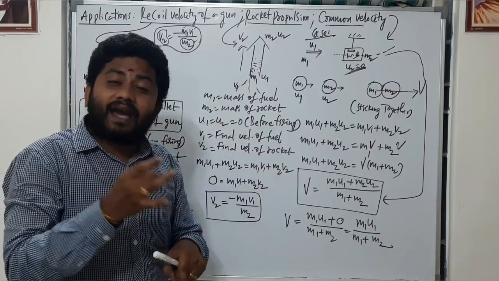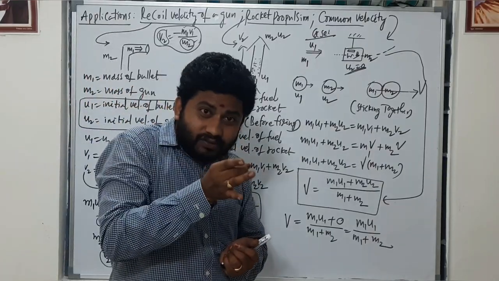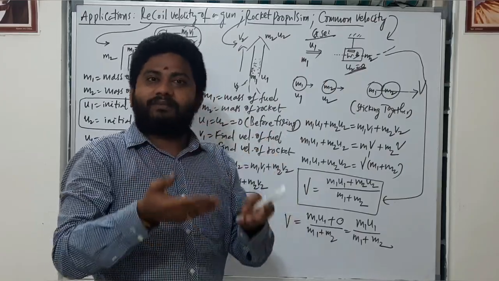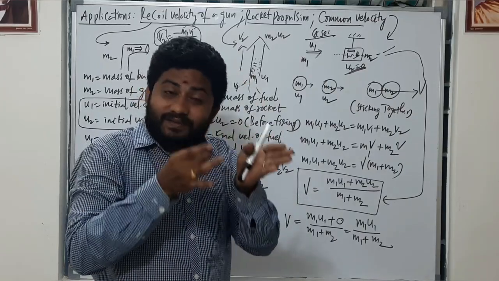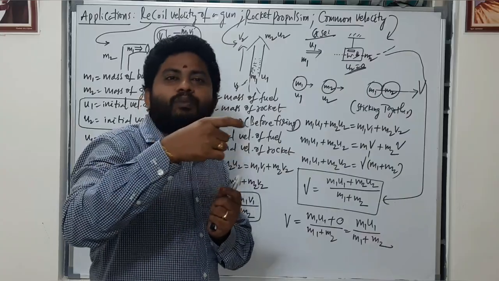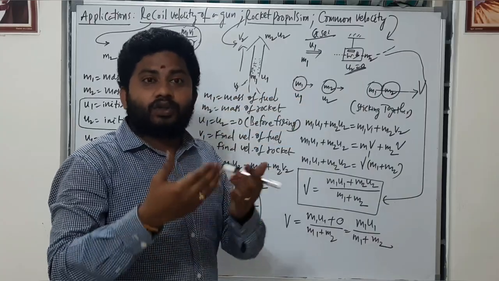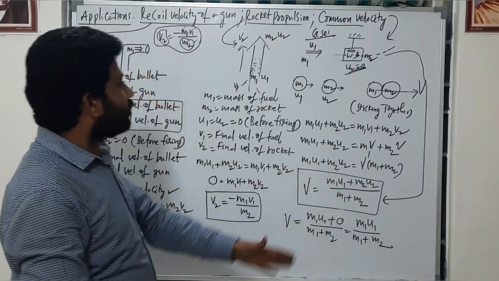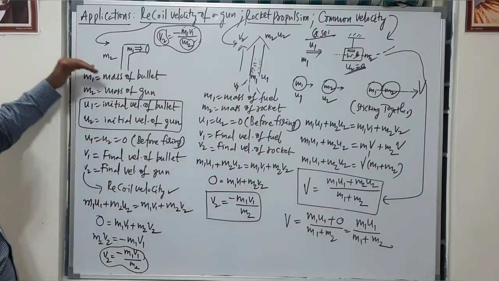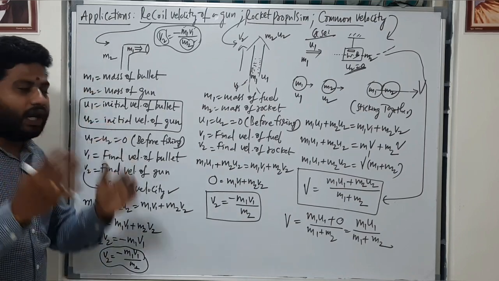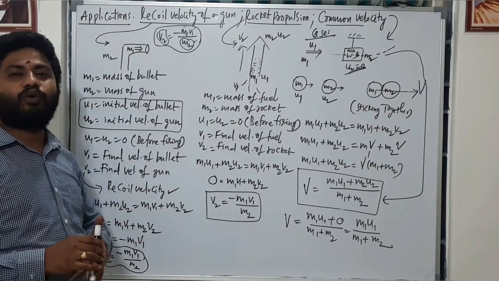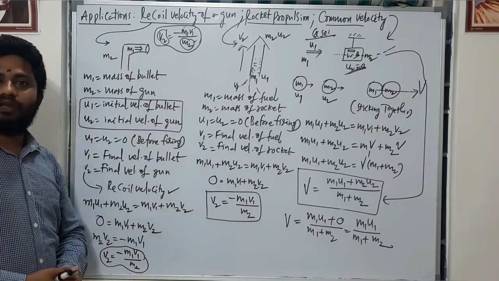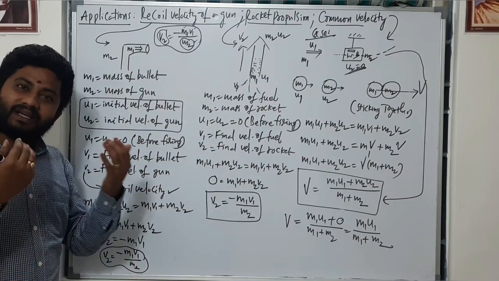When you are playing carom board, what happens when you strike a coin? After the collision, most of the time both the coins will move with the same speed for some time. So that's called the common speed or common velocity. Clear? I hope you understand the three major applications related to law of conservation of linear momentum. Let's solve some numericals related to it here.